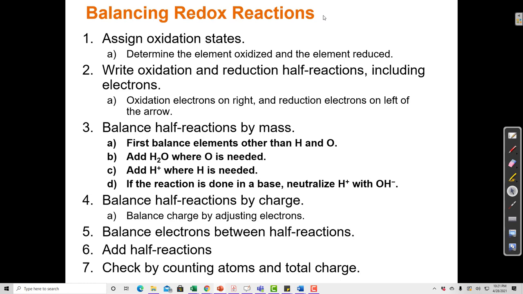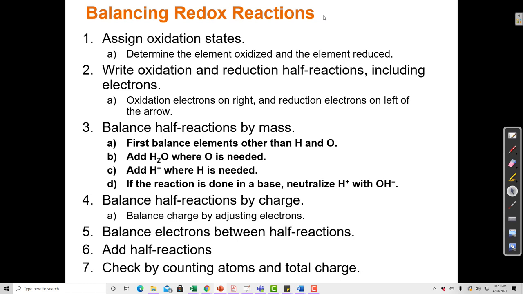And what that means is we were making sure that if I had two carbon atoms on the left side, I also had two carbon atoms on the right side. And if I had five sodium atoms on the left, I had to have five on the right, and so on and so on. So I was making sure that the same number and the same type of atom appeared on both sides of the reaction. So that's balancing a reaction by mass.